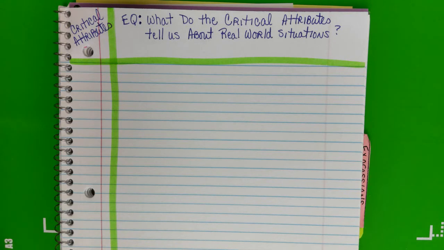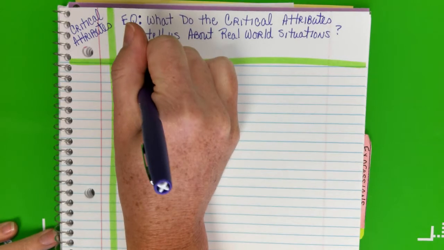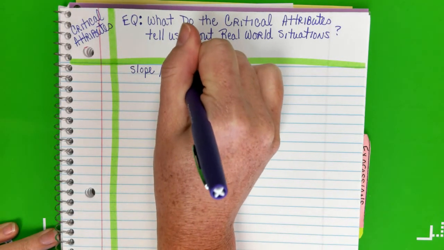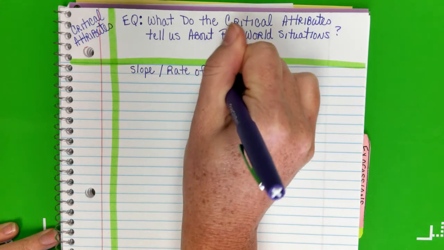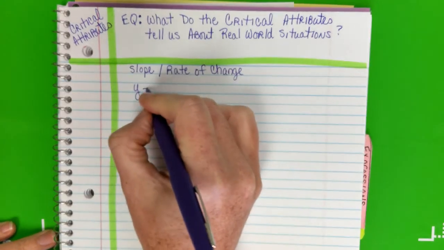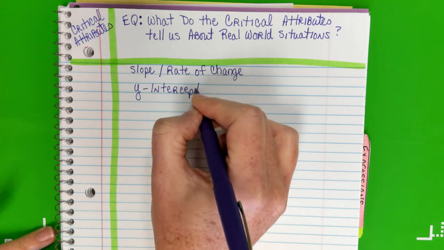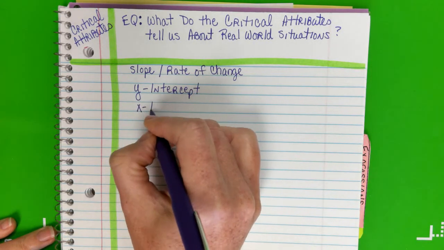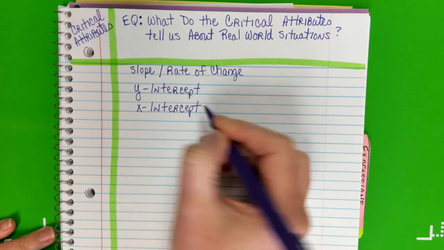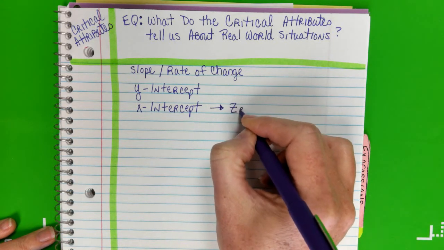Okay, now the specific critical attributes we're talking about are slope or rate of change, and we might add to this in just a second. We're talking about slope and rate of change. We're talking about the y-intercept. We're talking about the x-intercept. And I really do want you to know that another name for the x-intercept is the zero.